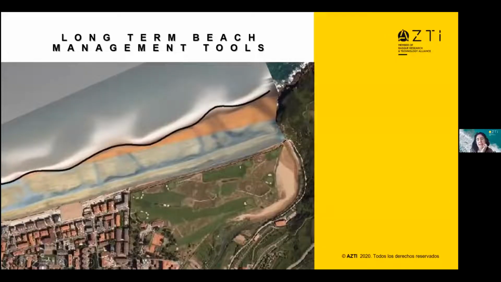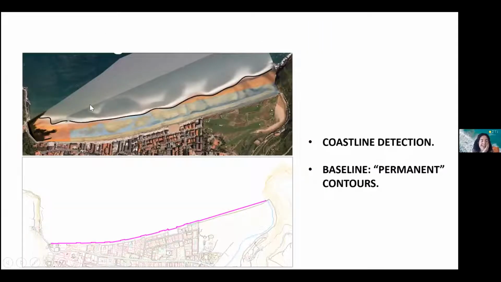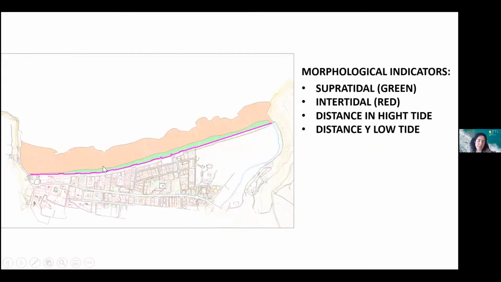But we can also use the same technology, with a different approach, to analyze long-term beach management tools. As I said at the beginning, we can detect the coastline, and if we can detect the coastline, we are capable of seeing the differences in the coastline, not only during different seasons, but also during different years. And we can also see the variability of the beach, of the supratidal, intertidal zones of the beach, and the distance of the water during low tide or high tide, and during the different scenarios of the beach.